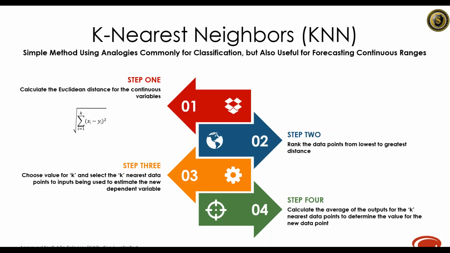Then next, we choose a value for K to select the K nearest neighbors. And a good rule of thumb is to set K equal to the square root of your sample size N, but there's also a method within R that you can use to determine the most optimal value of K based on your data set. And then once K is determined, the outputs for these K nearest neighbors are averaged to estimate the response to the new data point.